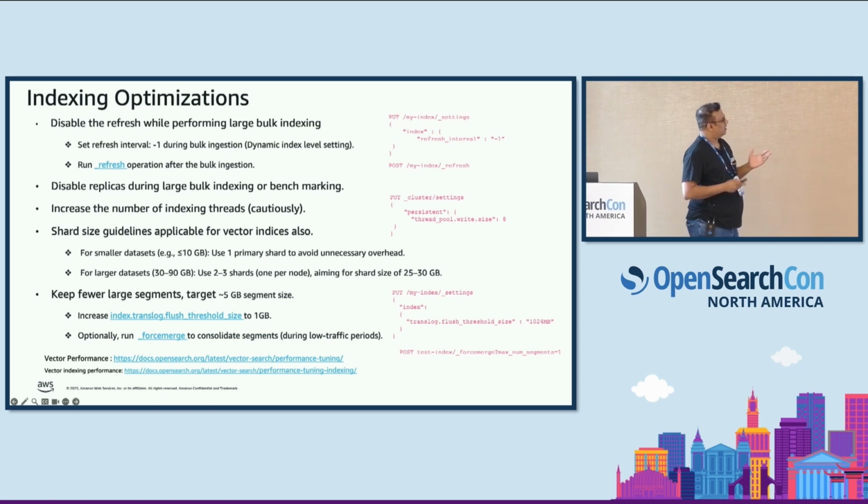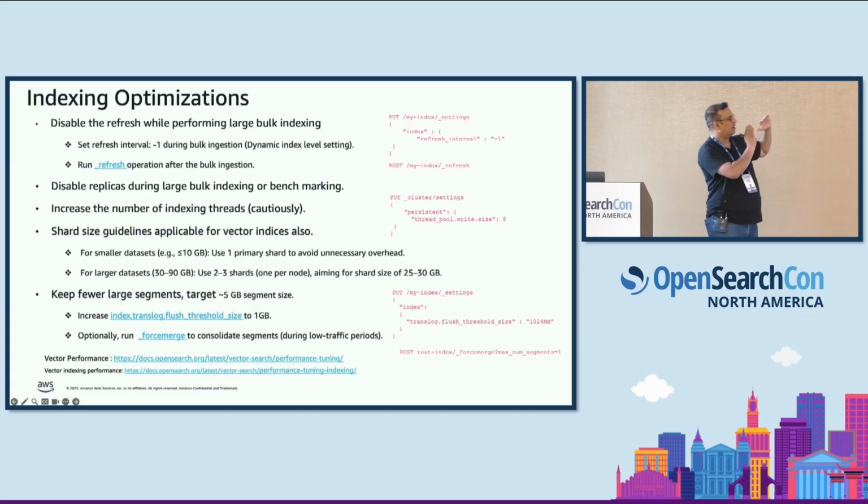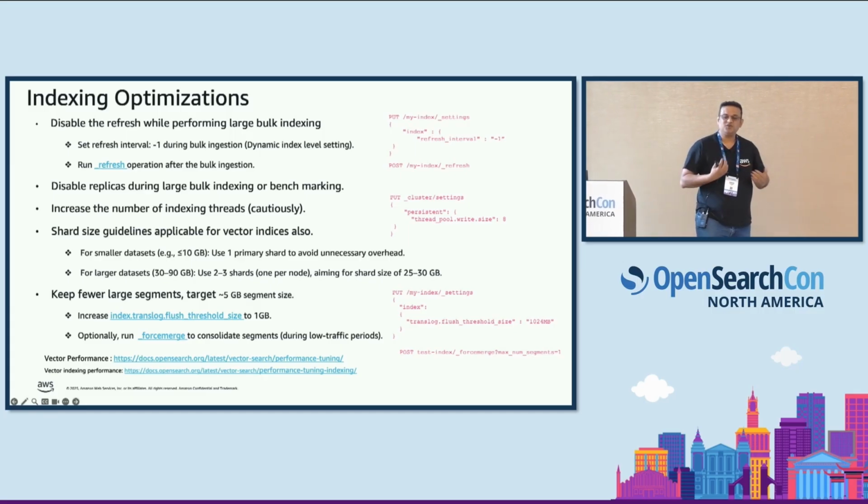And then again, shard size guidelines apply for vectors also. For really small indices, one primary, one replica is enough for most use cases. And for larger ones, since vector search is a search-intensive use case, 25 to 30 GB max size per shard is the recommended max size. And then the last one there is keeping larger segment size with fewer segments. That gives better performance when it comes to vector search.